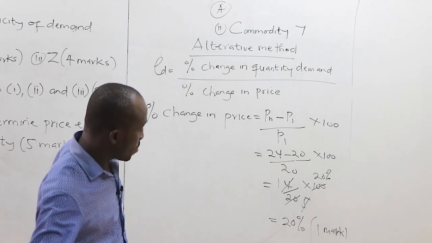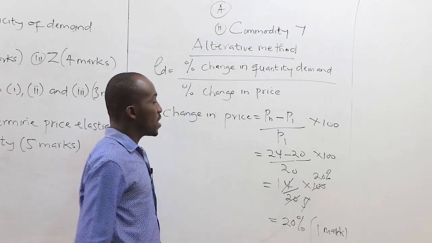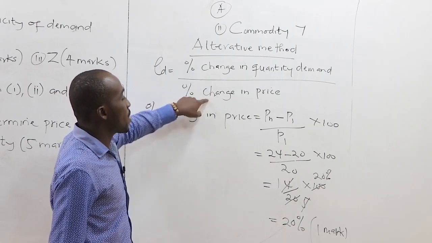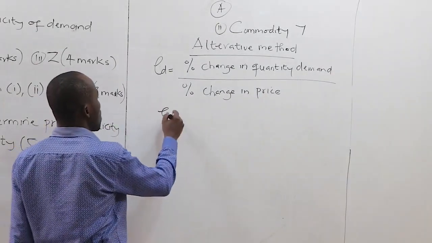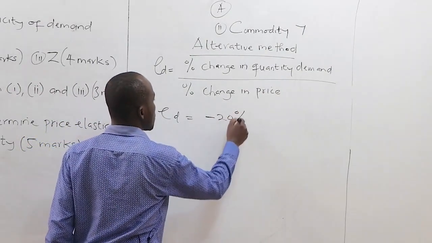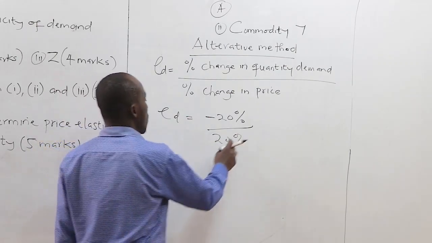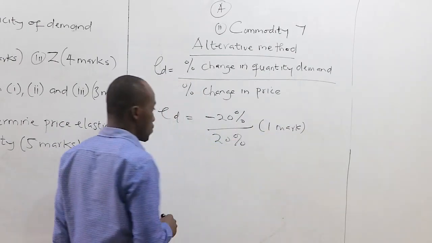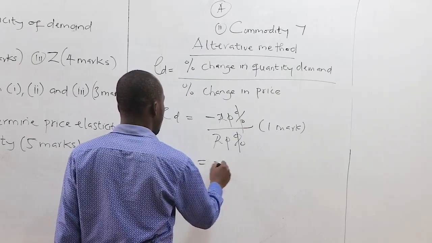Okay, so let's see. Now you're going to substitute, you're going to put them into what we have there. Because we have the change here, negative 20%, and here we have 20%. So let's put it there. The elasticity of demand: percentage change in quantity demanded, we got negative 20. Percentage change in price, we got 20%, right? So substitution gives you 1 mark. If you cancel it out, this will cancel that, this will cancel that, you're going to get negative 1.